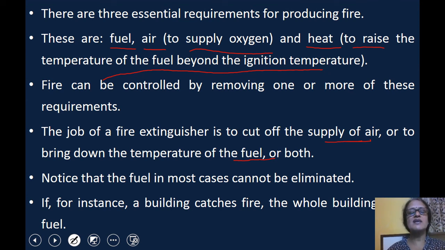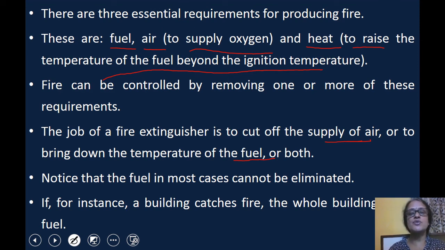Children, once again in a very quick way, I want to re-explain to you that there are three conditions, three essential requirements for the combustion of a substance. What are these three essential requirements? First thing is that there must be a burning substance. There must be a combustible substance, the first requirement.